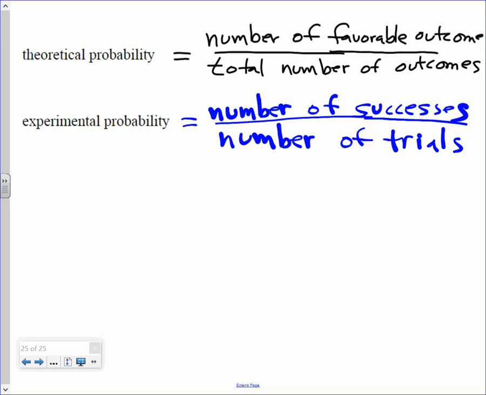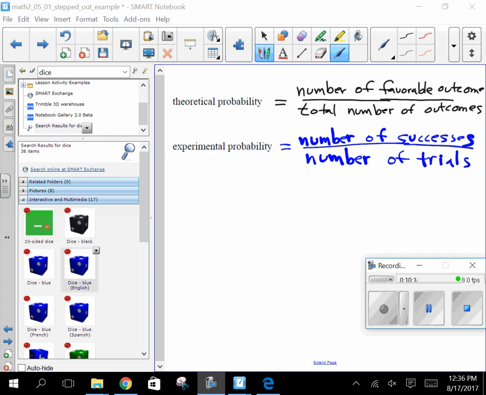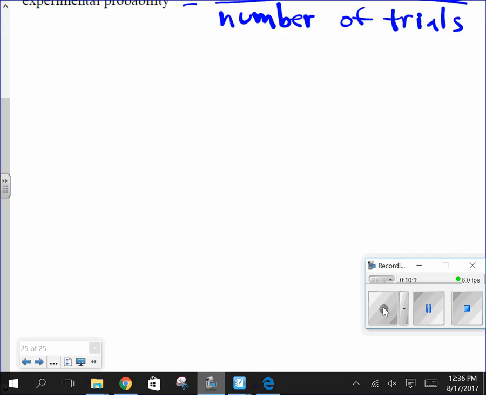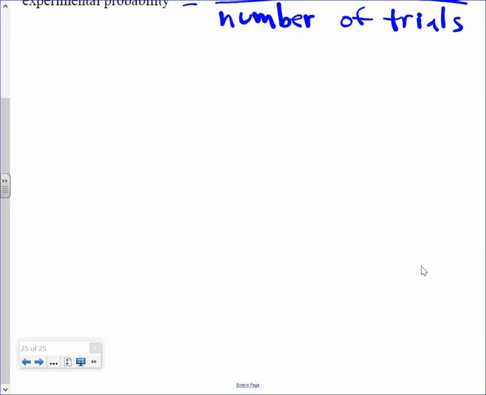Number of successes over the number of trials. Now we're going to do one example of both formulas after I answer this. On the back of your paper, example 1. Here we go.